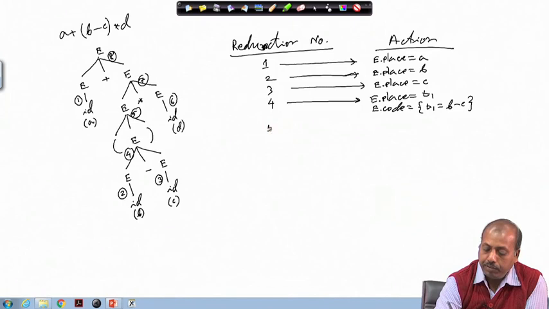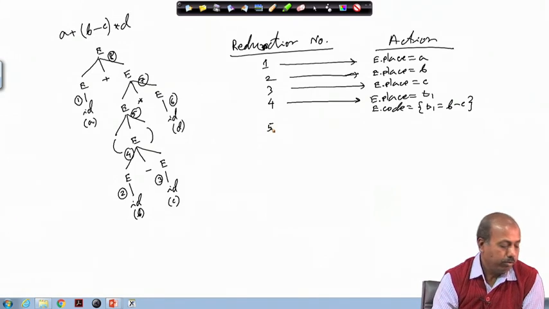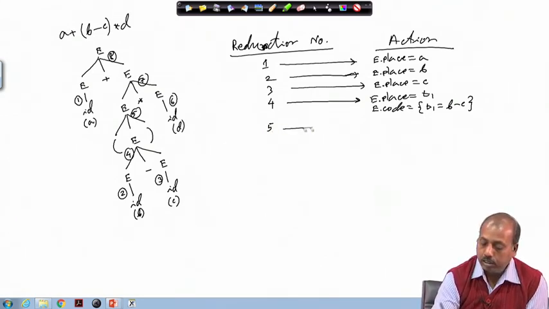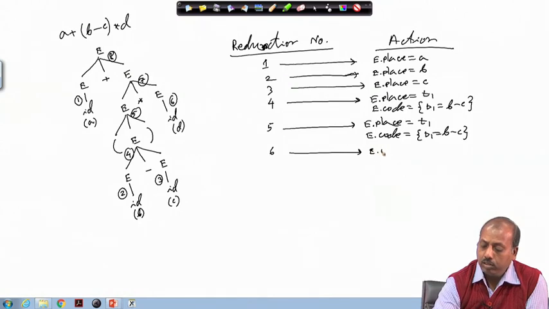Now, at reduction number 5, I will have E producing within bracket E. So, E dot place equal to E1 dot place, that is equal to T1, and E dot code equal to E1 dot code, that is T1 equal to B minus C. So, that will be there. Now, at reduction number 6, I will have E producing ID. So, E dot place equal to ID dot place, that is D.